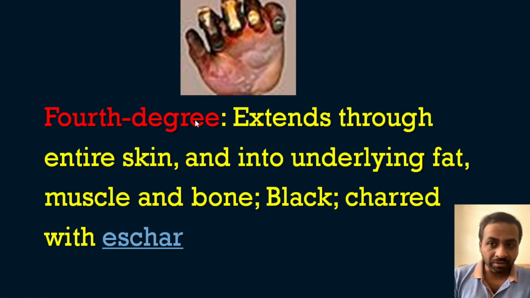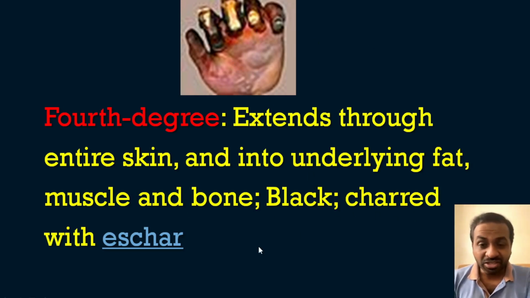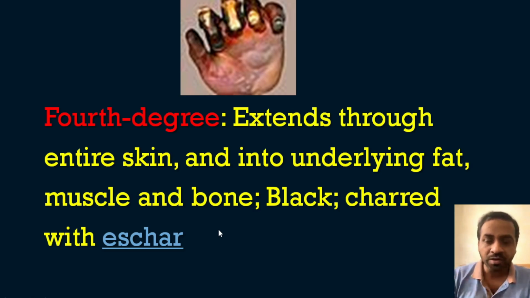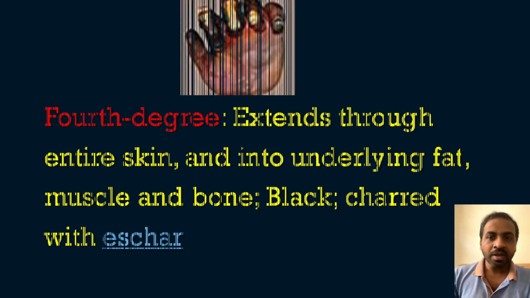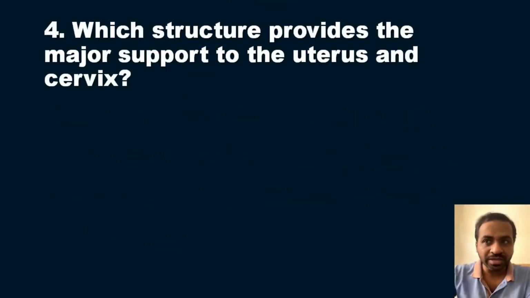The fourth degree burn extends through the entire skin and into the underlying fat, muscles and bone, as you can see in the picture, and the appearance will be black and charred with scar. So scar formation will be there, that is, rough tough tissue will be there, and this is a fourth degree burn. Okay, so I think with this question you are getting information regarding different types and degrees of burns. I think that is clear for you now. Now we will move on to the next question, that is the fourth question.